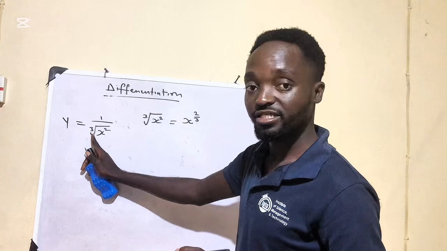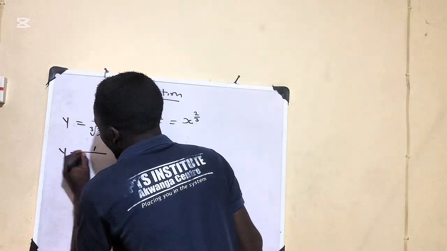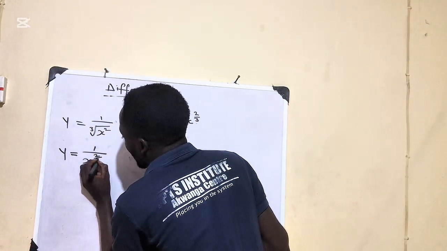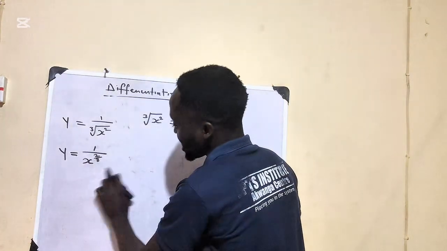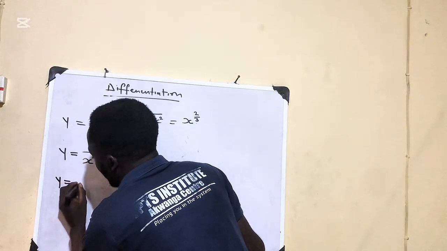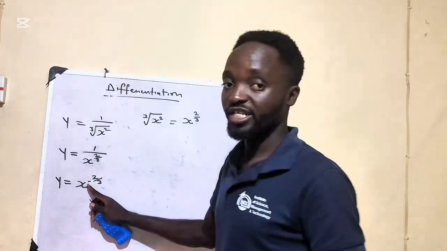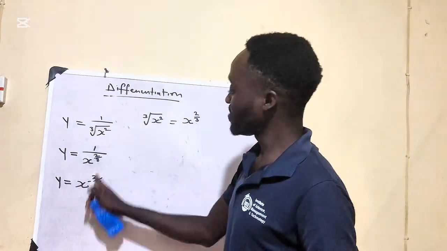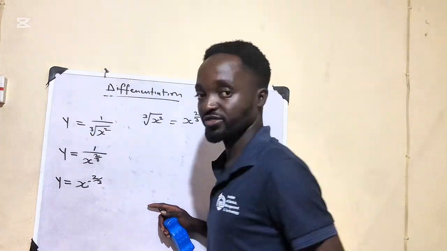So now we can rewrite this as y is equal to 1 over x to the power of 2 over 3. This is the same thing as this, there's nothing we changed here. Then from here again, I can decide to bring this x up. If I bring this x up, I'm going to get x to the power of minus 2 over 3. I'm going to have this minus sign, indicating that I brought it from down to up. If I bring it up, I multiply this x by 1, the same thing as x. So that's why we have x to the power of minus 2 over 3.